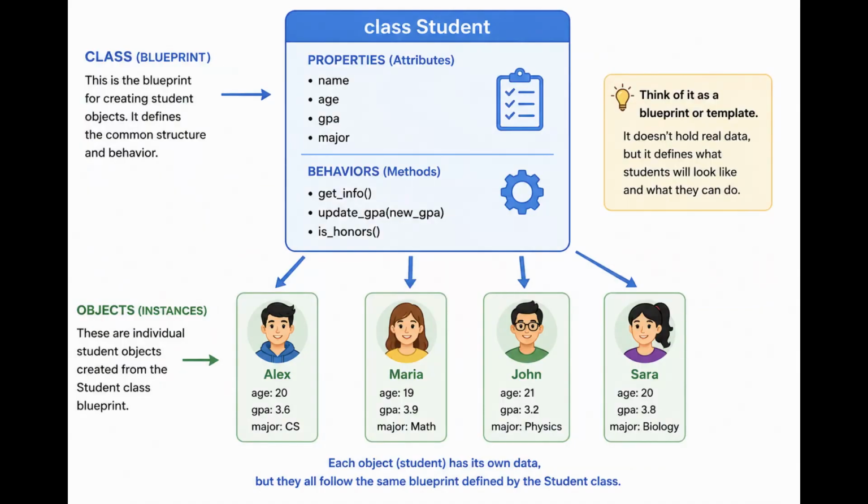A class provides the blueprint. An object is a concrete instance created from that blueprint. The constructor receives values during object creation. Those values are stored inside the object as attributes. In our example, we created two separate Student objects, Alex and Maria. Each object contains its own name, age, GPA, and major, exactly as specified when the object was created.